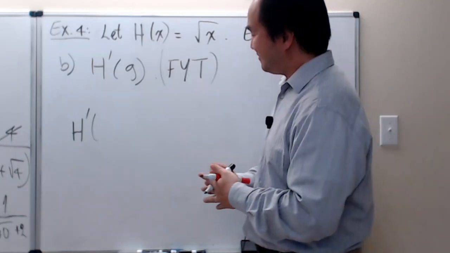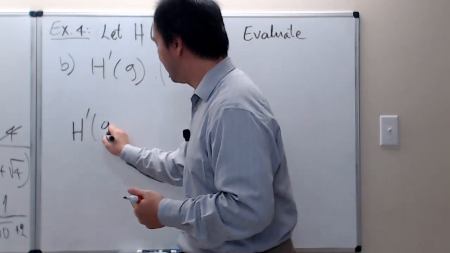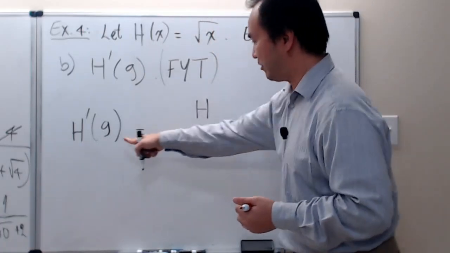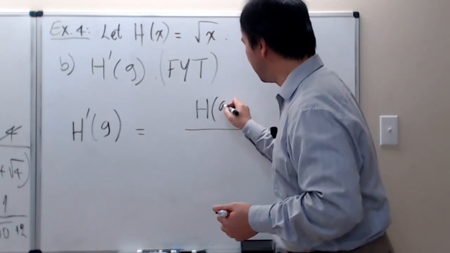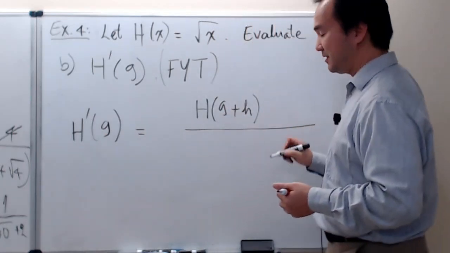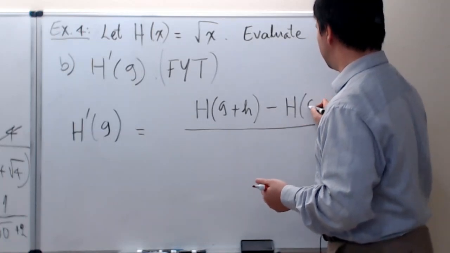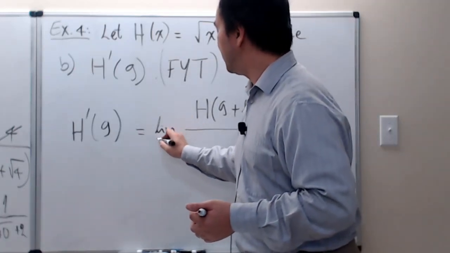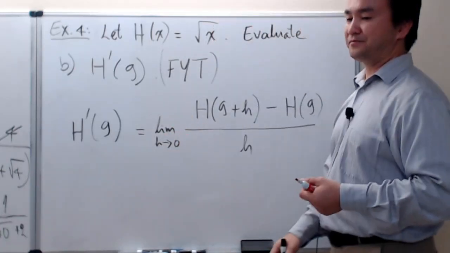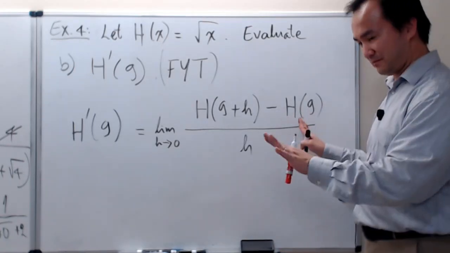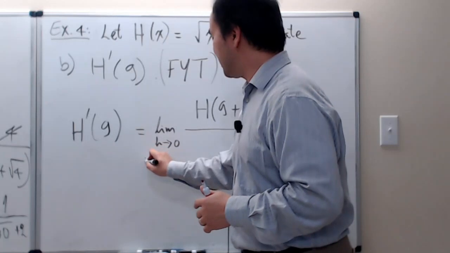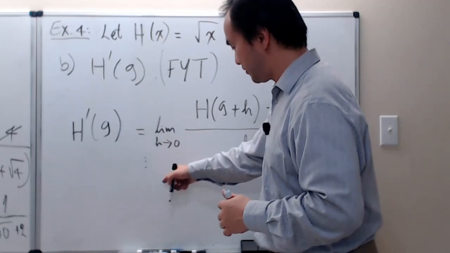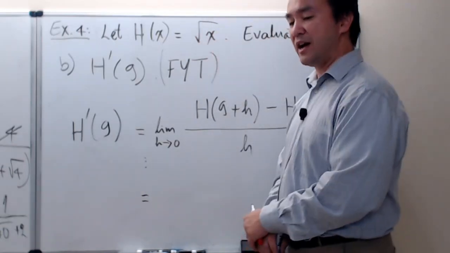So H prime of 9, we can set it up by that famous difference quotient. Our a value is 9, so H at 9 plus little h, minus H at 9, and dividing that by h here, and we want to take the limit as h goes to 0. Okay, and so I'm going to take a pause right there. I'm leaving that for any one of you who views this video to continue with your steps right there. All right, and I'll be waiting for the final answer.